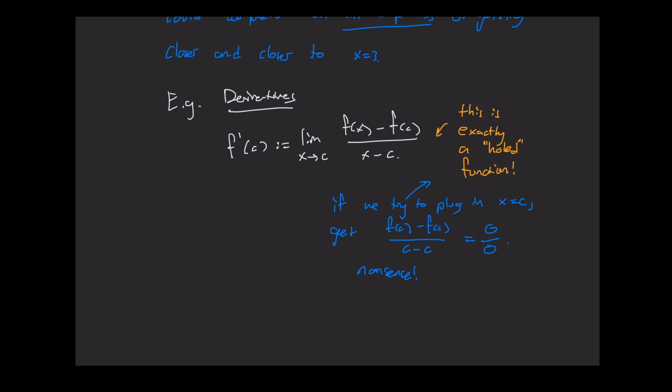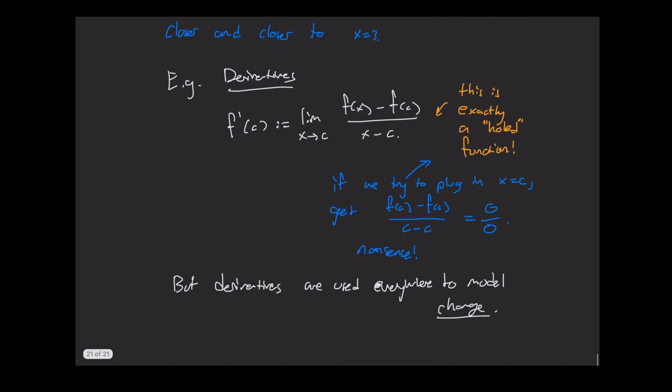And derivatives are incredibly useful. They're used absolutely everywhere to model the idea of change with respect to time or with respect to some other variable. So limits unlock a whole new language. And we didn't get into the details of how to calculate limits, but we need a formal definition and properties to help us calculate limits so that we can actually work with them.